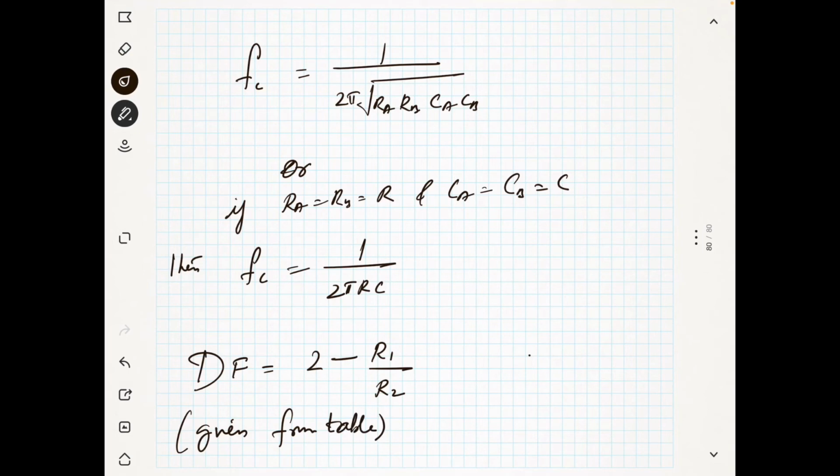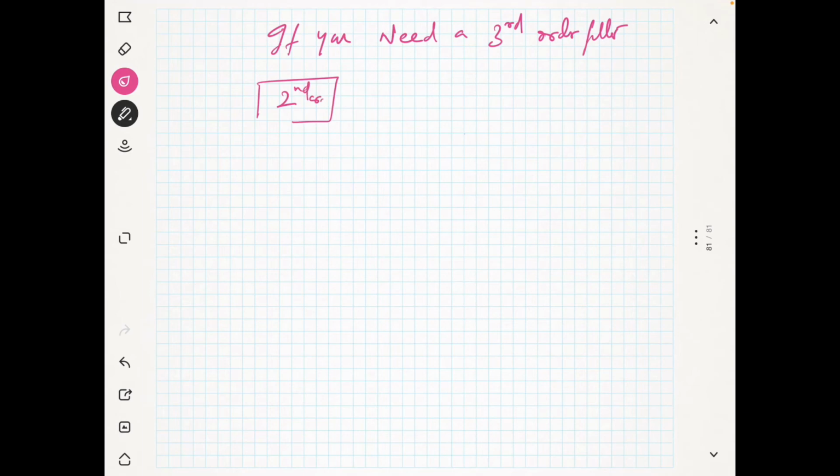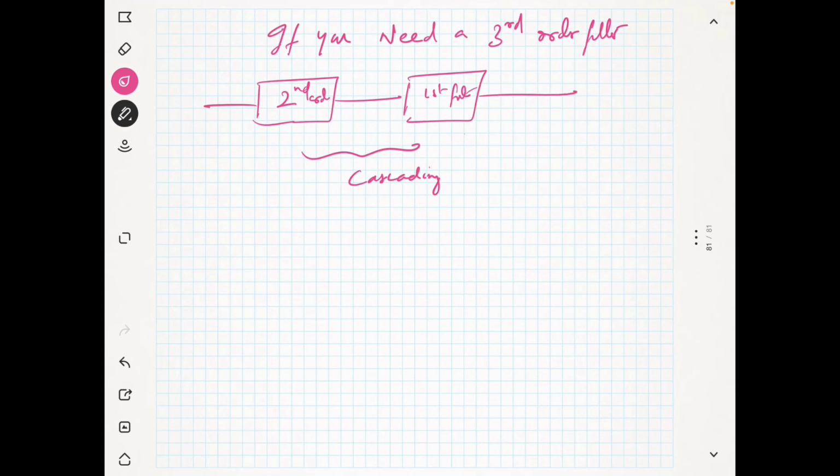So we need a table for designing this. I will give you the table anyway. Okay, this will be given. Now this is the second order filter. If you need a third order filter, another example, then you can use a second order filter first, then you can cascade. This process is known as cascading. That means then you can use a first order filter. That's it. Okay, so this is V in and this is your V out.